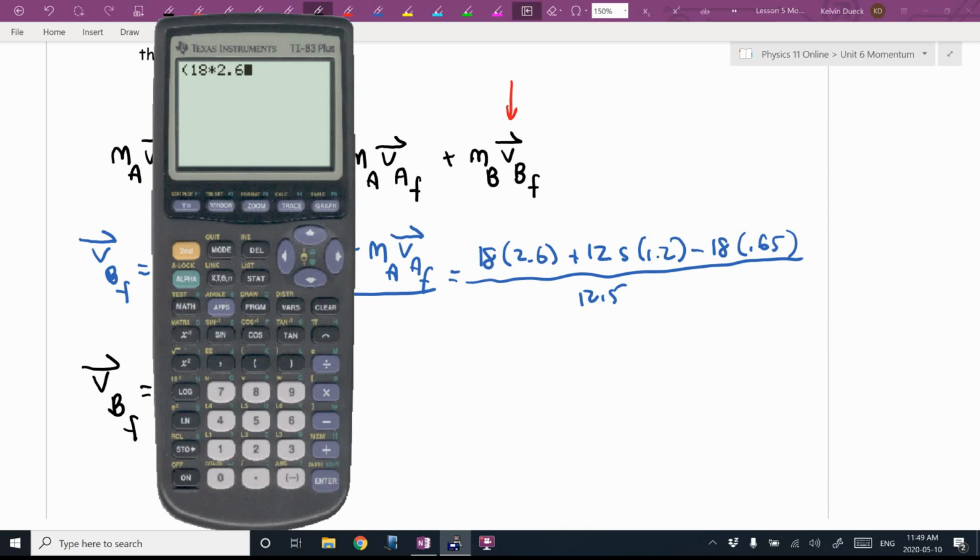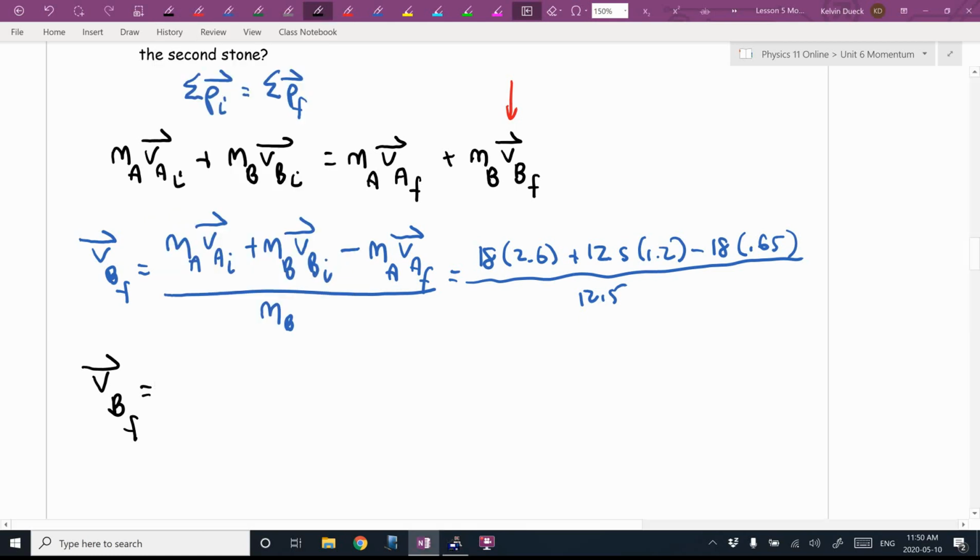$18 times 2.6 plus 12.5 times 1.2 minus 18 times 0.65, close off the top, divided by 12.5, and I get 4.008. Double check for typos. I don't see any, so I'll go 4.01.